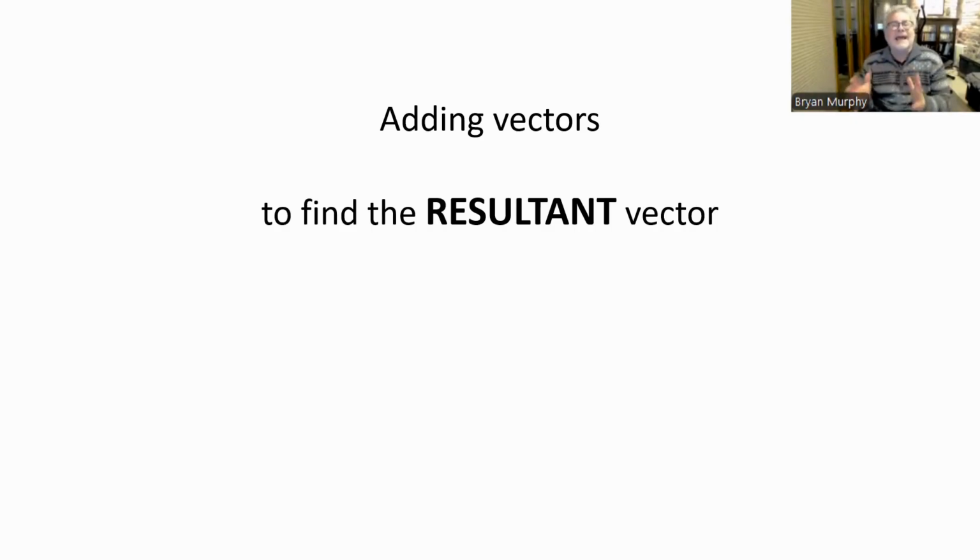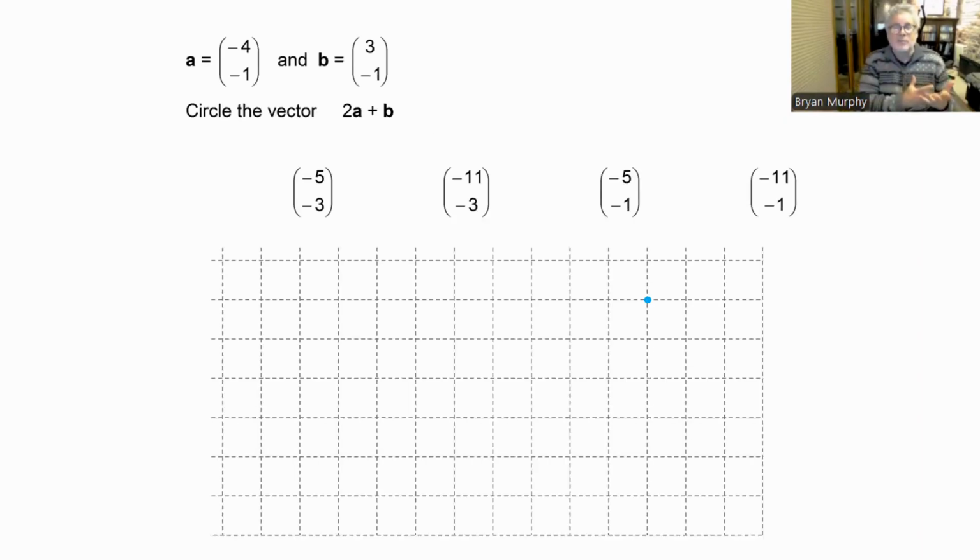So we're simply adding vectors. And what we do when we add them up is we get the resultant vector. So forgive me, I'm going to do some maths now. I am going to find 2a plus b. So there's a, minus 4, minus 1.